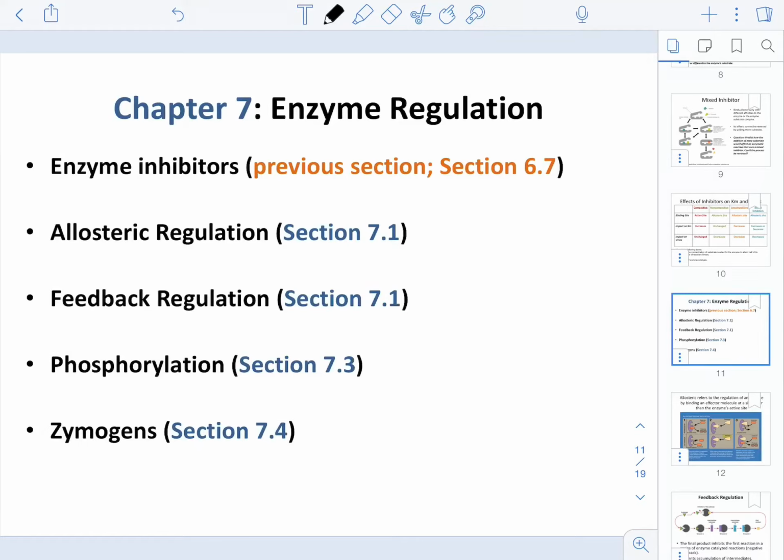In this lecture, we're going to cover Chapter 7, which is the last bit of behavior of proteins. Specifically, we are going to focus on enzyme regulation and the mechanisms that they utilize in order to accomplish some conversions from substrate to product. In the last lecture, we learned about enzyme inhibitors. Now, when it comes to regulation of enzymes, understand that there's 4 types that you guys need to be familiar with, including allosteric regulation, feedback regulation, phosphorylation, and zymogens.